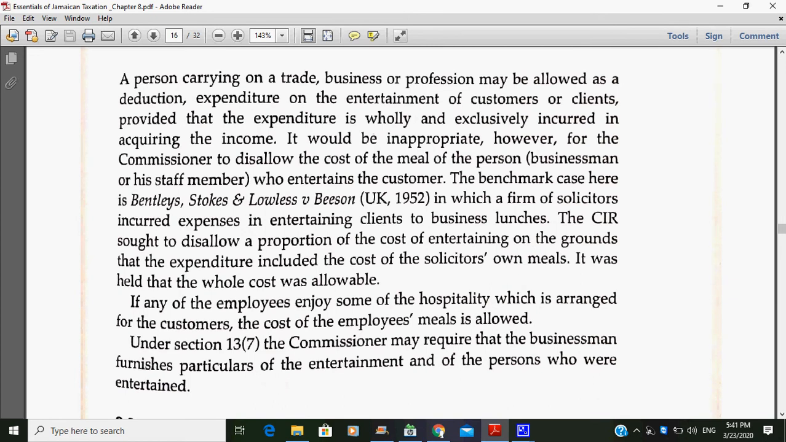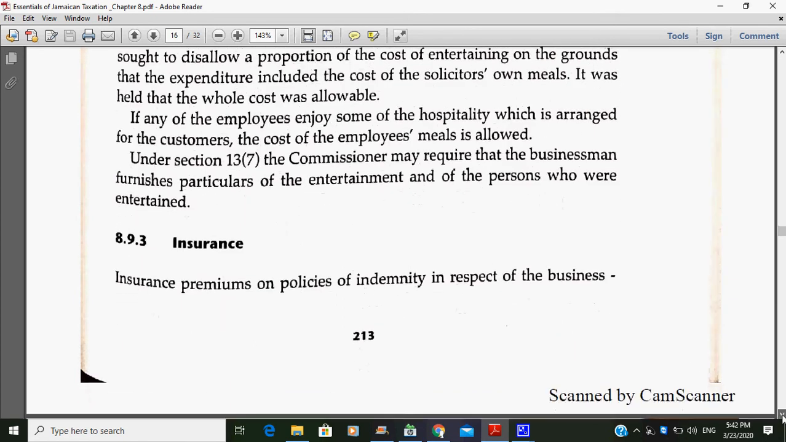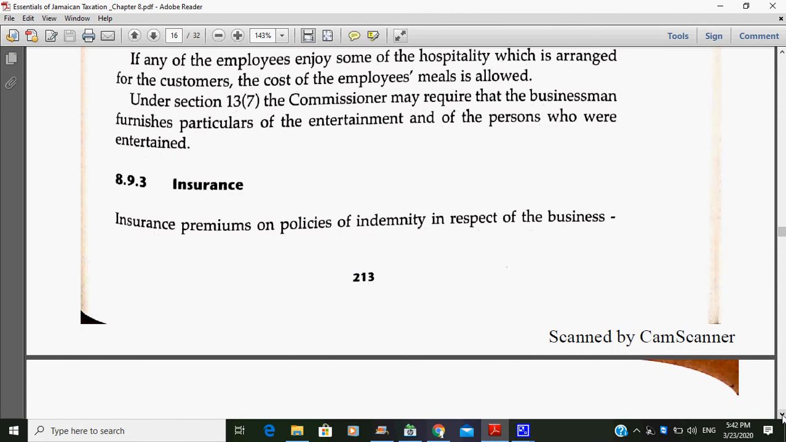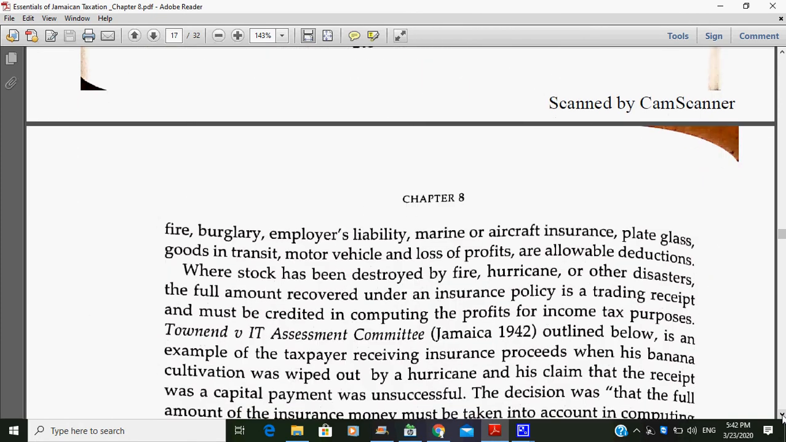Alright? Remember that one. Insurance premiums now and policies of indemnity in respect of the business, fire, burglary, employer's liability, marine or aircraft insurance, plate glass, goods in transit, motor vehicle, and loss of profits are allowable deductions. Where stock has been destroyed by fire, hurricane, or other disasters, the full amount recovered under insurance policies is a trading receipt and must be credited in computing the profits for income tax purposes.